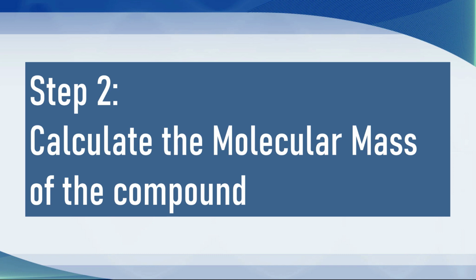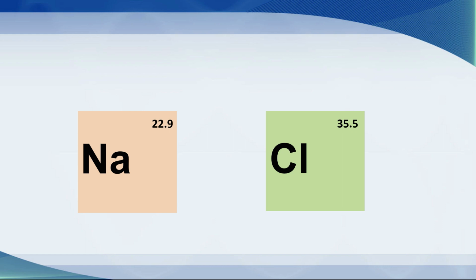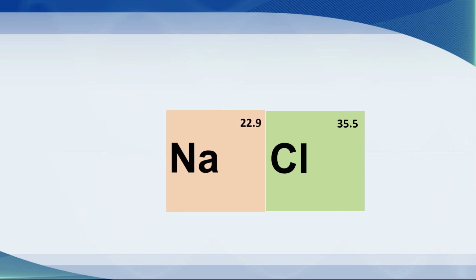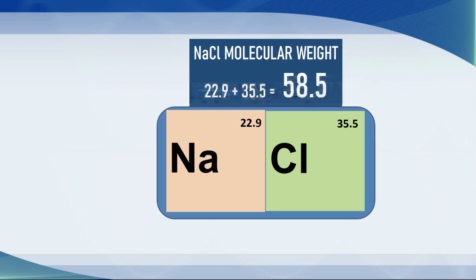Step 2 is to calculate the molecular mass of the compound. Well, this is relatively easy here because we just combine the atomic mass of sodium to the atomic mass of chloride. So there we are, 23 for sodium and 35.5 for chloride, and that works out at 58.5. So that's the molecular mass of NaCl, one particle.